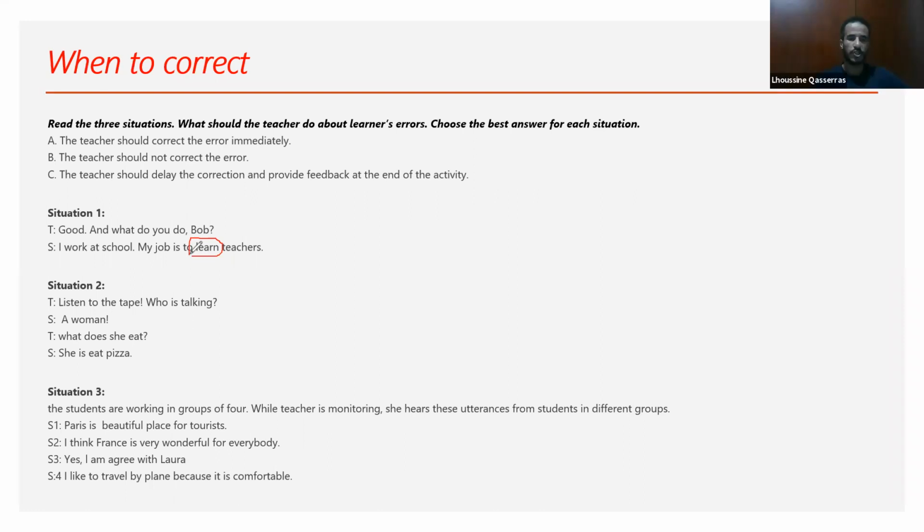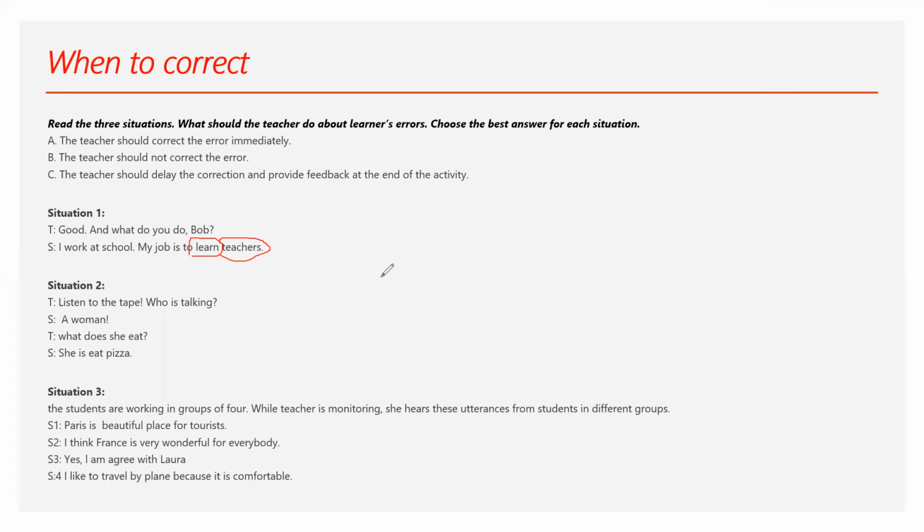I work at school, my job is to teach teachers, or learners. Teach learners, sorry. Good, so these are the mistakes. Now, my question, are you going to correct the student immediately? When we say immediately, it means you interrupt him. Number two, you don't correct. Or number three, you delay till he or she finishes. So what do you think?